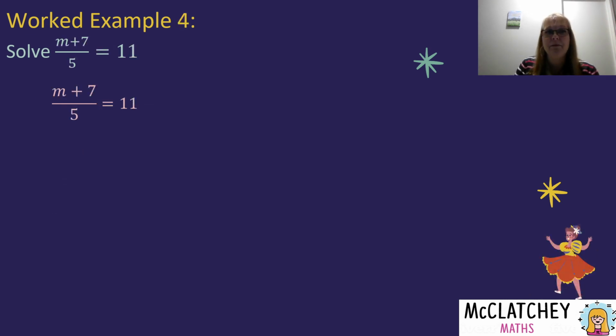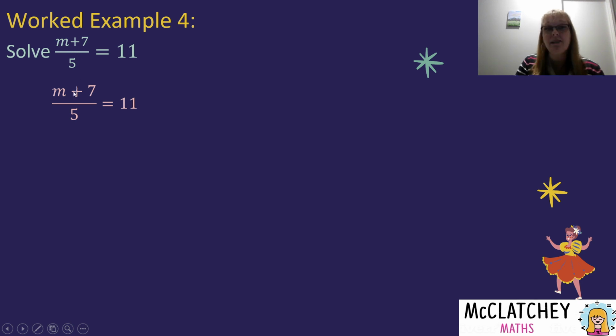Our final example today, you might want to consider pausing here and see if you can have a go by yourself. But it's the same principle that we had from the last video. In the last example, we dealt with the denominator first, and we're going to do the exact same thing here as well. We've got this denominator here. We're going to bring that to the other side, undoing the division with a times, and then we're going to bring the 7 to the other side as well, undoing the plus with a minus.